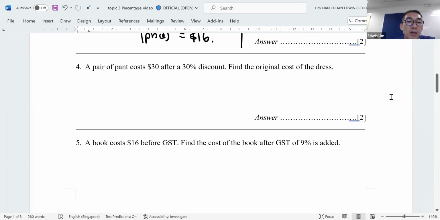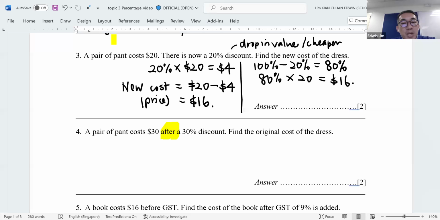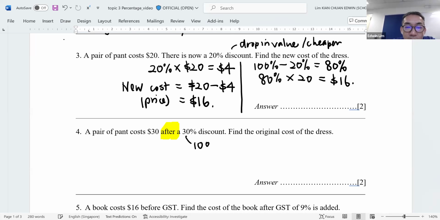Question number 4. A pair of pants costs $30 after a 30% discount. What is the difference between question 3 and 4? It is the word "after", meaning we have deducted the discount already. The value of the pants is $30 after we deduct the drop in value. So based on this question, $30 is how many percent? Since there's a 30% discount, use 100 minus 30, I'm left with only 70% of the value.